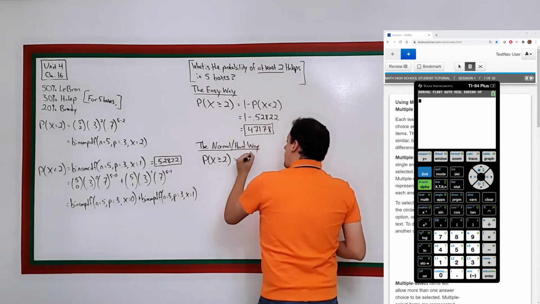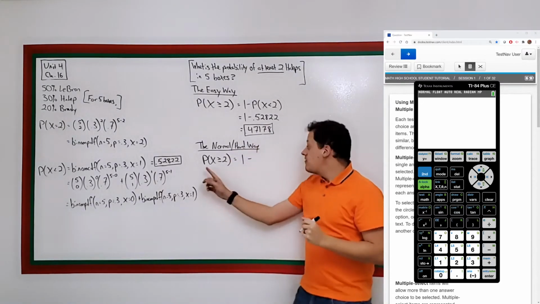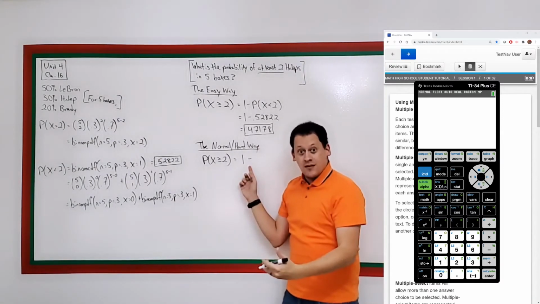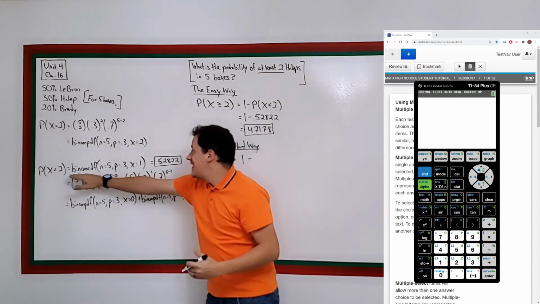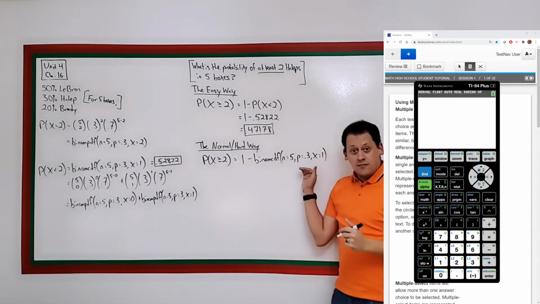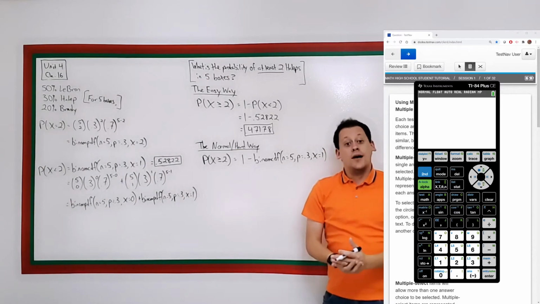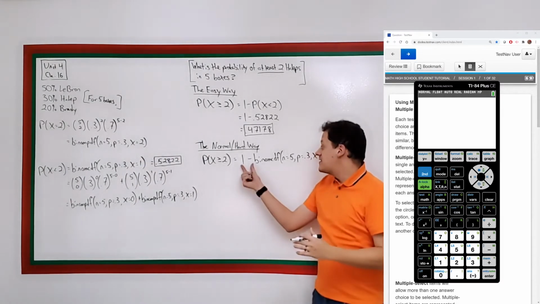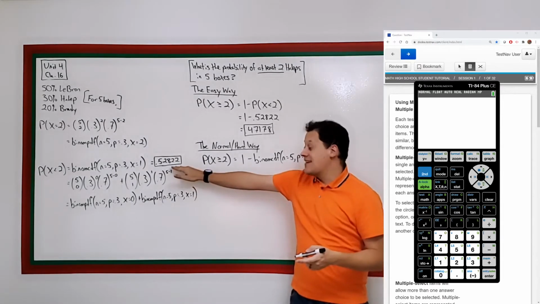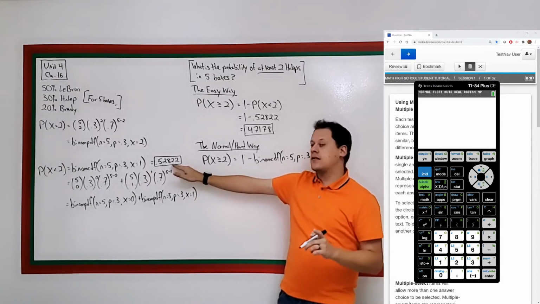We need to take the complement. So whatever this probability is, it's going to be 1 minus the opposite. It's 1 minus this. If we type this in, it's going to give us the answer we want. But you have to remember that it's the complement and type the 1 minus first. Otherwise, you're going to get this. And that's not the right answer.